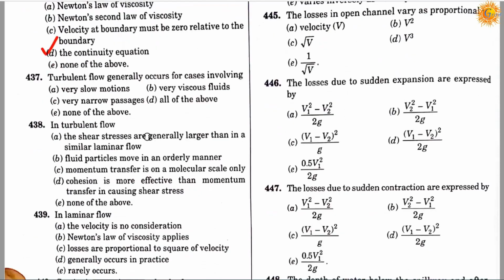Question number 437. Turbulent flow generally occurs for cases involving: option A, very slow motions; option B, very viscous fluids; option C, very narrow passage; option D, all of the above; and option E is none of the above. Correct answer is none of the above, because turbulent flow generally occurs not because of slow motion, not because of very viscous fluid, not because of narrow passage, so it's none of the above.